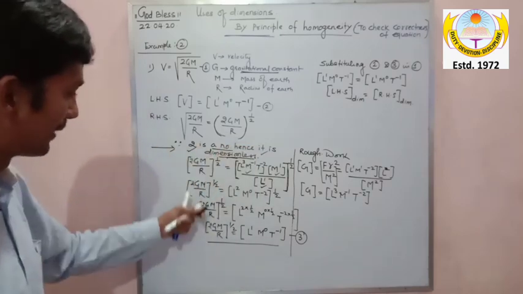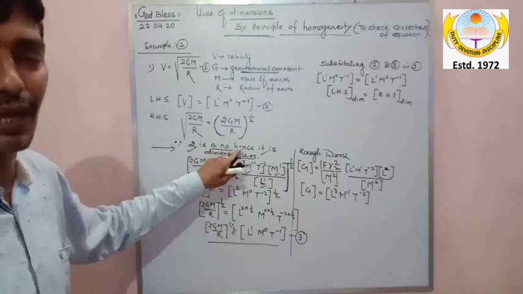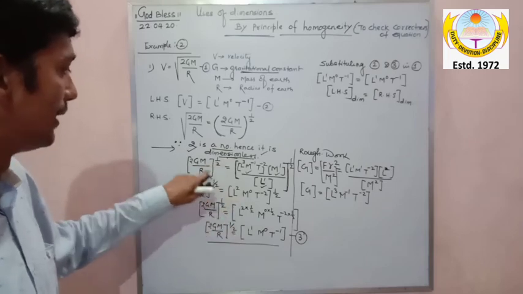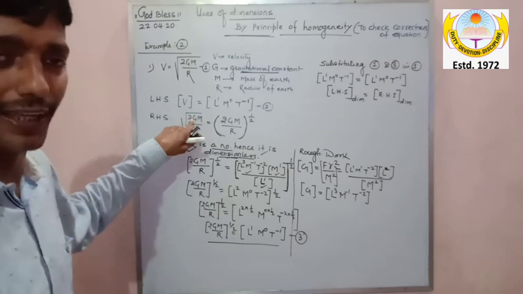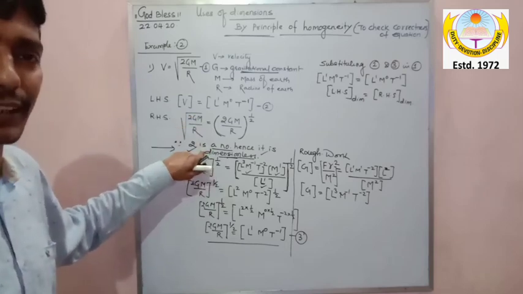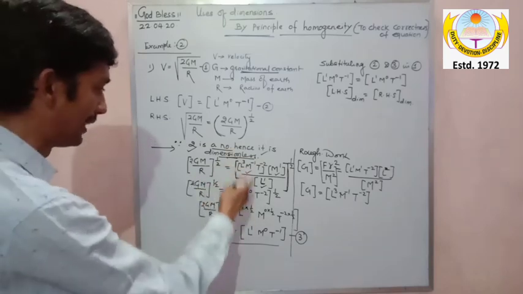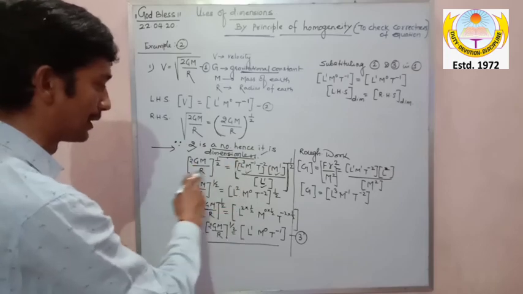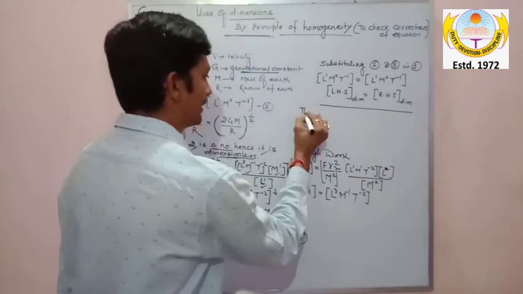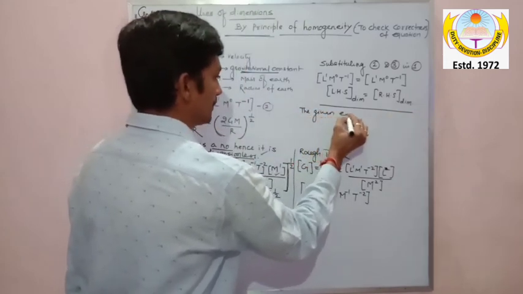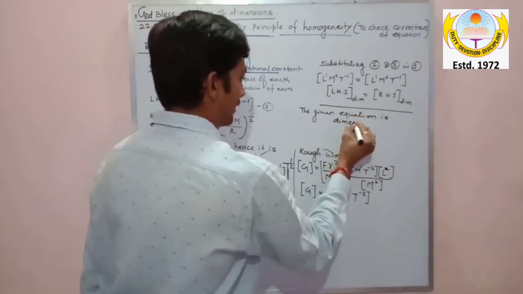You can write this way, no issue. But here there should not be 2, because I have written one instruction that while taking the dimension I will not write 2. Wherever the term 2 is there, I have stated that 2 is a number, it is dimensionless. So while finding the dimension I will remove the 2 and just write the dimensions of the physical quantity. So I hope you are clear, and here I can write: the given equation is dimensionally correct.